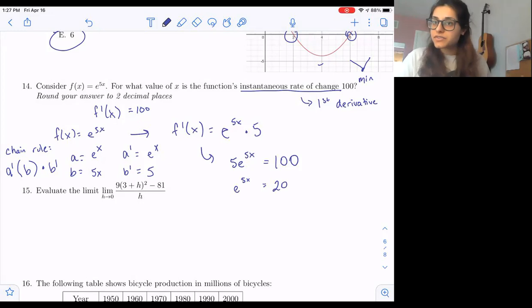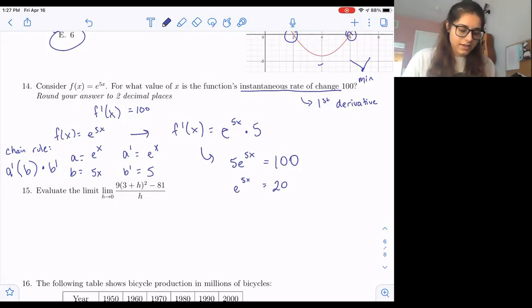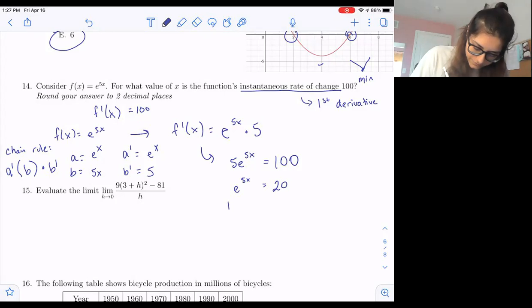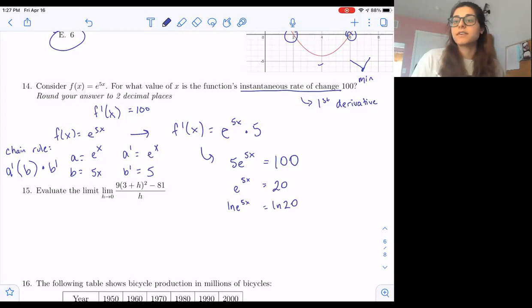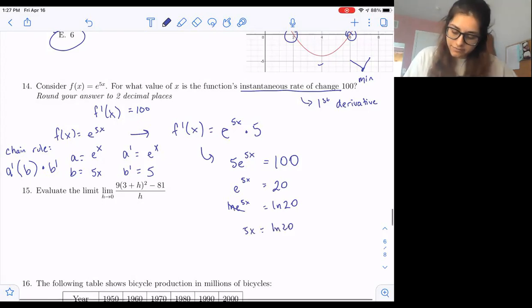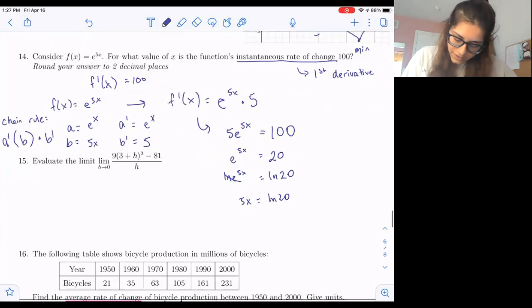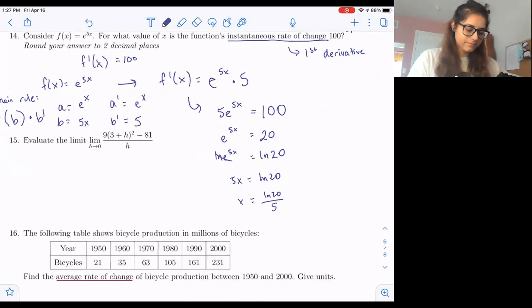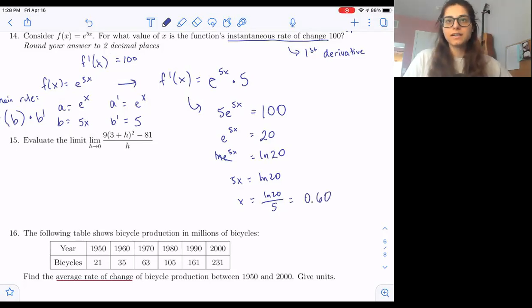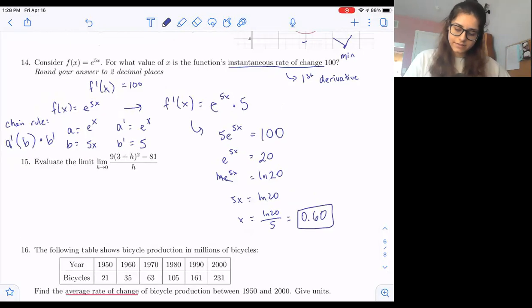Then I'll take the natural log of both sides to get rid of that e. The natural log is going to get rid of the e. So we'll be left with 5x equals natural log of 20. Divide both sides by 5. We get x equals natural log of 20 divided by 5, and we get 0.599. That's equal to 0.6 if we round it. So final answer is 0.6.